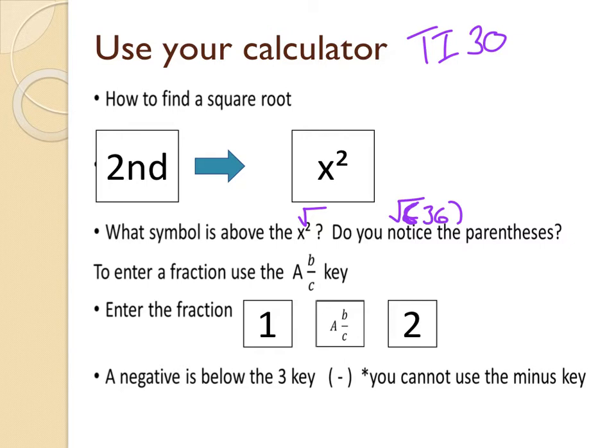Okay, to enter a fraction, you're going to use the ABC key. It is 3 keys above the 7. So you hit 1, ABC, 2. And then for our negative, the negative is below the 3 key. You cannot use the minus key for negative. If you use the minus key as a negative, the calculator is going to use that as subtraction, and you will not get the correct answer.